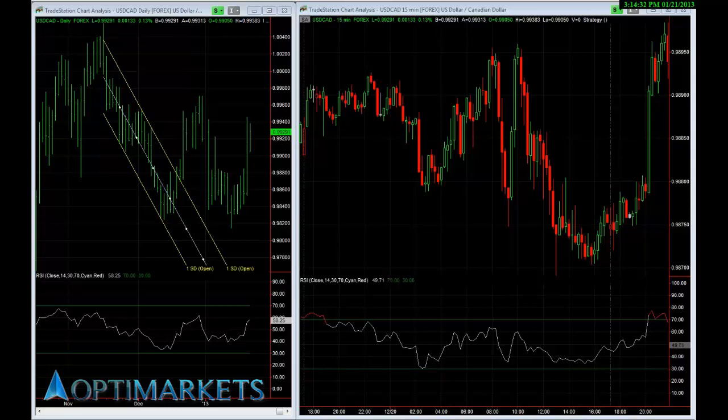As you can see, I have RSI indicators on both a daily and a 15-minute chart, as well as on the daily I have a regression channel drawn. The tool I'm speaking of is simple trendlines. And this is a real powerful tool that should not be overlooked and should accompany any entry and exit strategy you may develop.